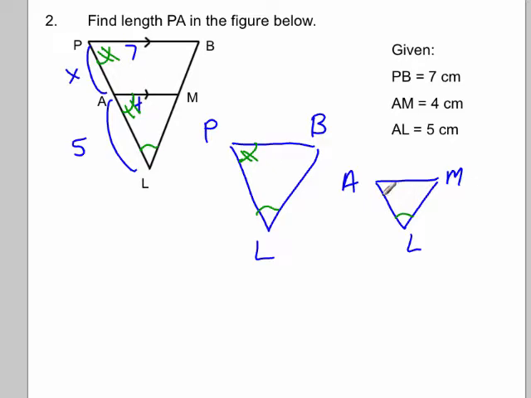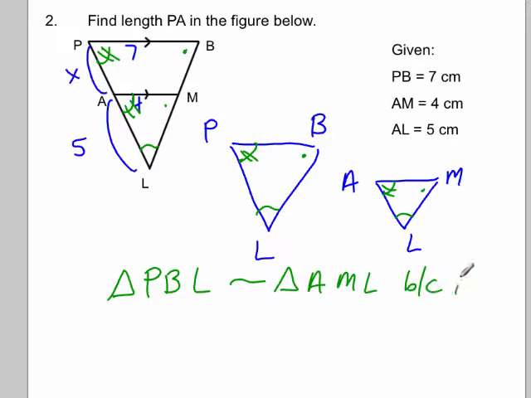Does angle P, which is here, equal angle A, which is here? And the answer to that would be yes, because we have parallel lines. We know that the corresponding angles are equal. And similarly over here, that angle will equal that one. So I do have triangle PBL similar to triangle AML, because 3 angles in one triangle equal 3 angles in the other. And because that's true, I then know that the corresponding sides are in proportion.